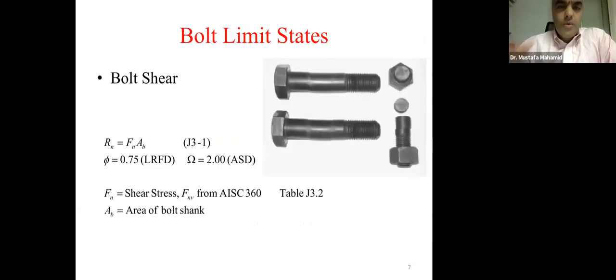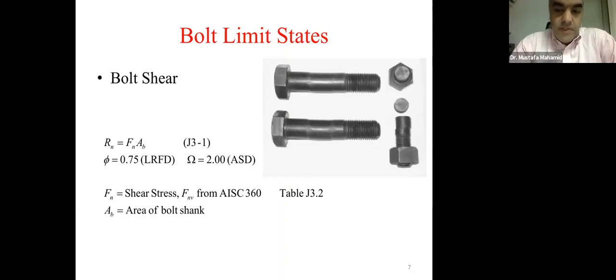Now, the bolt limit state. In general, when we have a bolted connection, we have many limit states that we have to check. If it's a welded connection, we have many fewer limit states that need to be checked. But on the other hand, it's advised to use bolts as a first option because it's easier and cheaper than welding. But if we cannot do that, then we have to do welding.